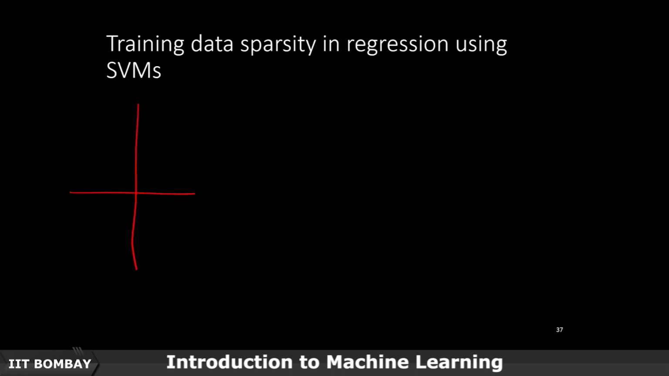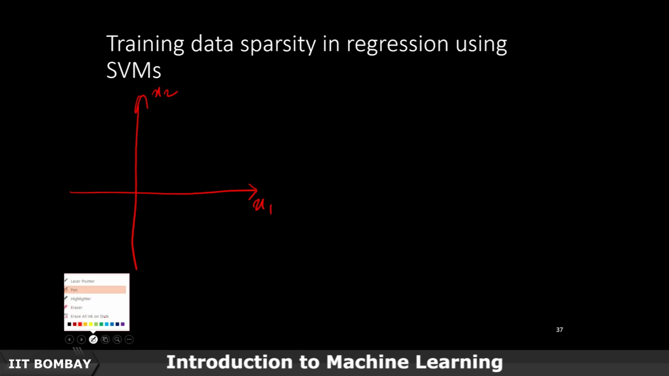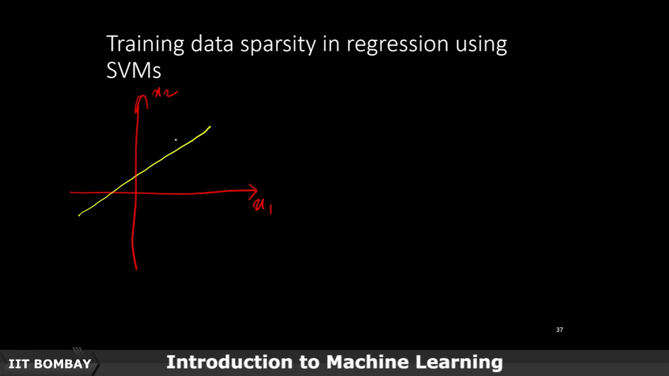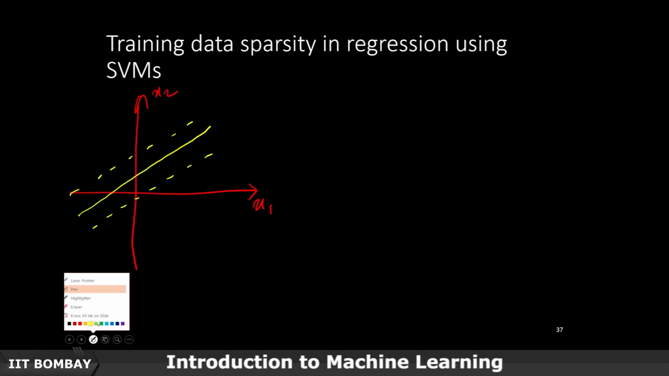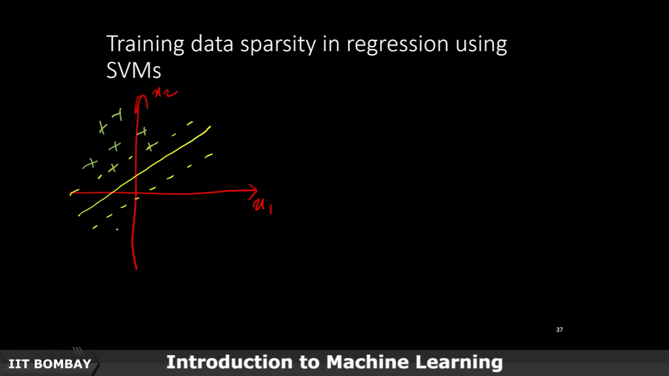In the classification problem, let's say you have an x1 x2 space, and our objective is to find a boundary such that all the positive points are on one side, all the negative points are on the other side, and they do not intrude into the margin. So all the positive points are here, some of them are on the boundary, all the negative points are here, some of them are on the boundary. So these are the support vectors, they are on the margin. So this is support vector machine classification.